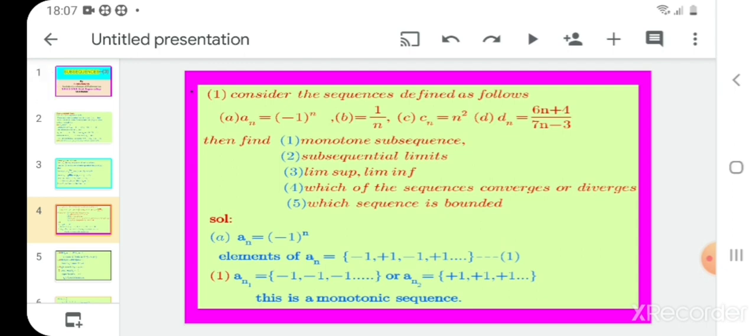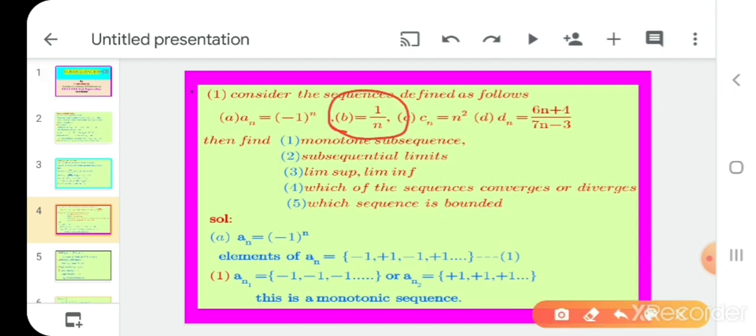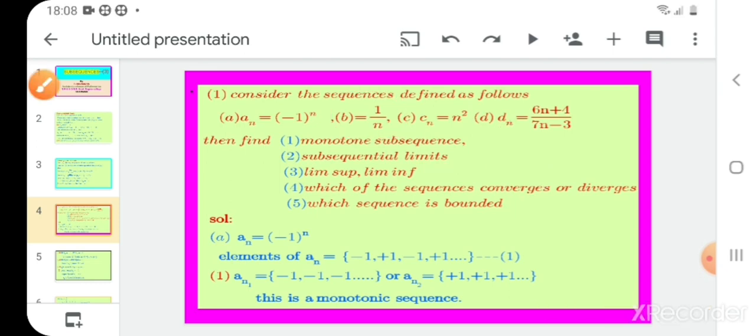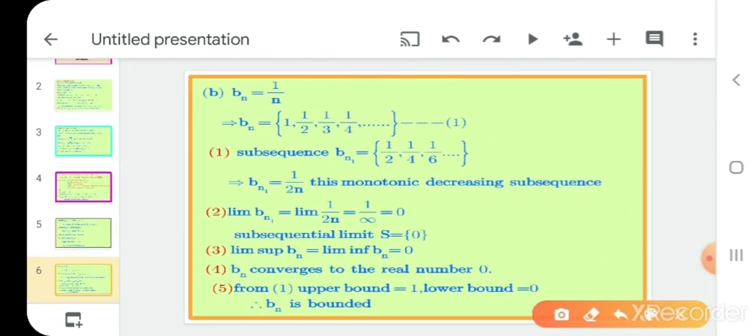First one is completed. What is the next sequence? Bn equals 1 by n. First we find whether a subsequence is decreasing or increasing. Next, subsequential limits. Next, supremum, infimum. Next, whether the given sequence is convergent or divergent. Next, we check boundedness. Okay, remember. Next sum is Bn equals 1 by n. First, I write the elements of Bn. Put n equals 1, 2, 3. What do we get? 1 by 1, 1 by 2, 1 by 3, 1 by 4, and so on. These are the elements of Bn.